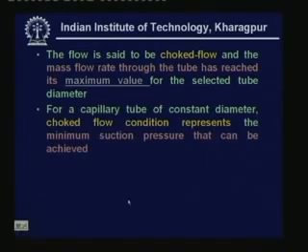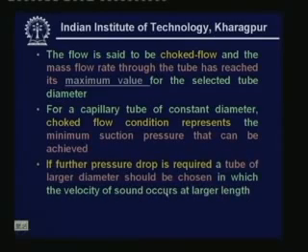So for a capillary tube of constant diameter, choke flow condition represents the minimum suction pressure that can be achieved. If further pressure drop is required, a tube of larger diameter should be chosen, in which the velocity of sound occurs at larger length. So let me once again repeat this. To start the selection procedure, what we have done is we have assumed some diameter, and we started calculating the required length.